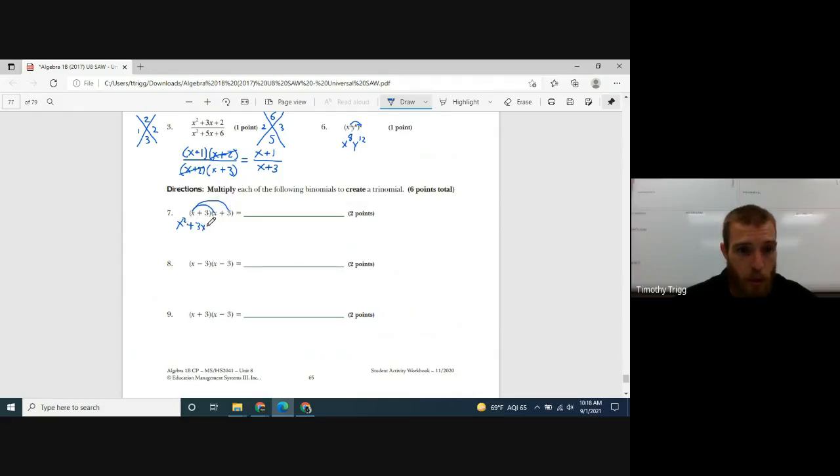Plus, now we want to multiply this 3 times both of these. So 3 times x, and then 3 times 3. So 3 times x is 3x, plus 3 times 3, which is 9. So that's going to be x squared. And we can combine these 3x's together. 3x plus 3x, that's 6x, plus 9. Okay, so that's your answer.